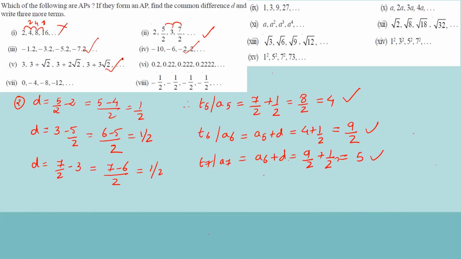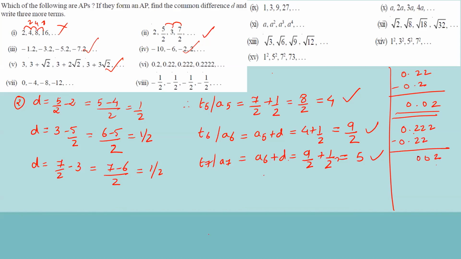0.2, 0.22, 0.222. Let's check for this one, the sixth one. It says 0.22 minus 0.2. This will be 0.02. Okay, this is the first D. So now the third, 0.222 minus 0.22. So when you keep on subtracting, it says 0.02 for the first D, 0.002 for the second D. But for the third D, it will be 0.0002. So it does not form an AP over here.